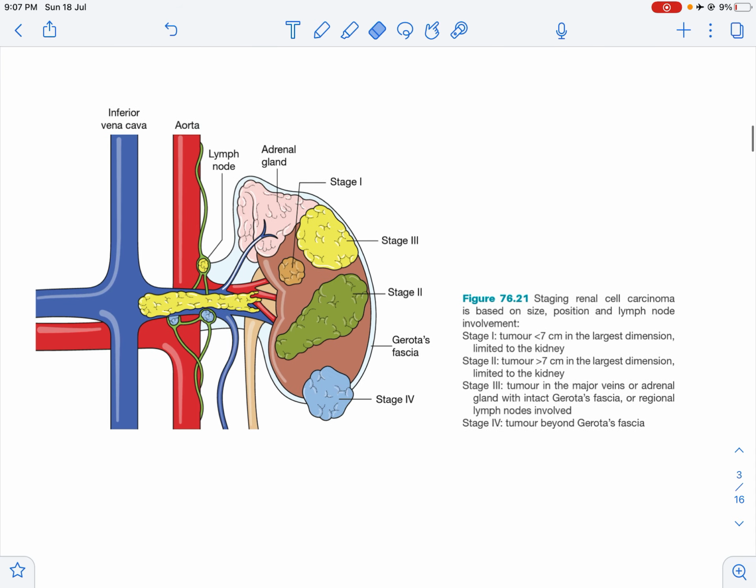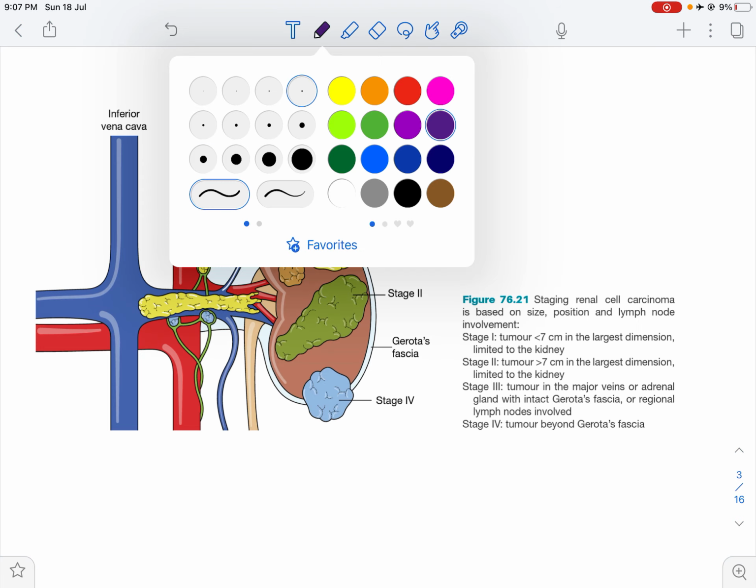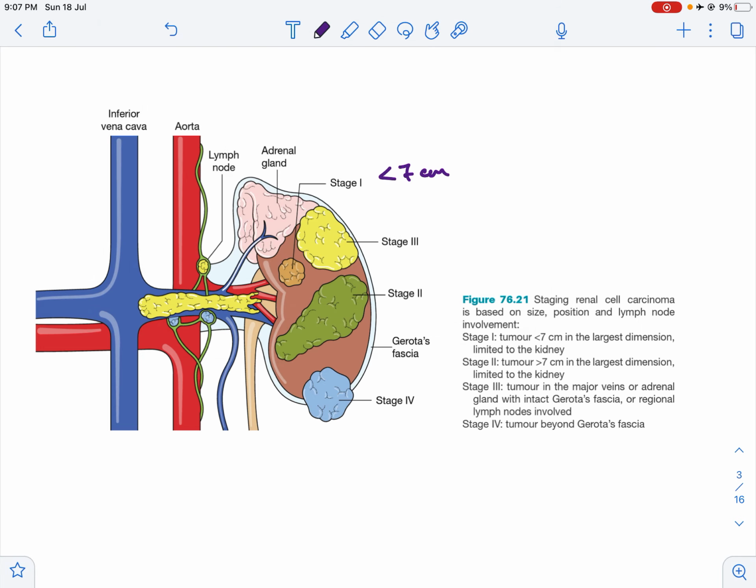This beautiful diagram has been taken from Bailey and Love, where there are 4 stages of kidney cancer. Stage 1 is the tumor is less than 7 centimeters in size. It is confined to the kidney. As you can see, this tumor over here is confined to the kidney, and the size is anywhere up to 7 centimeters.